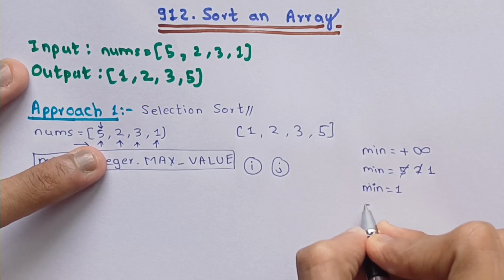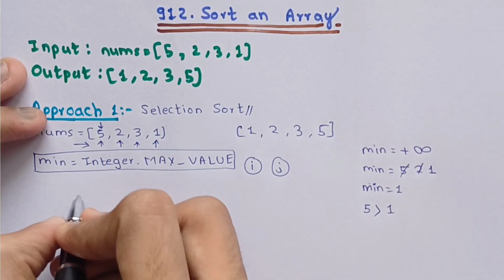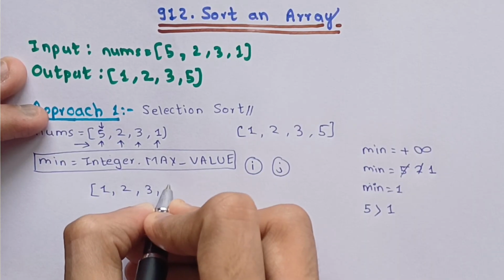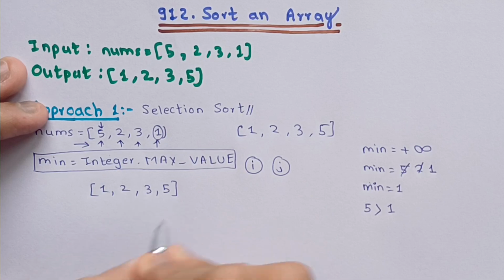Okay, now 5 is greater than 1, so we will swap it. After swapping it will look like 1 2 3 and 5. Okay, it will look like this. Now the smallest element will come at the first.